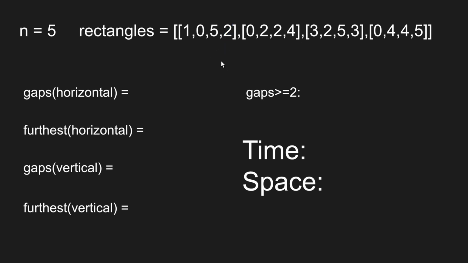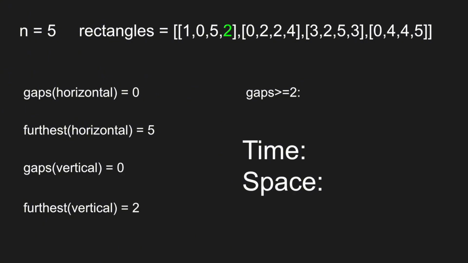But let's first sort it horizontally. So we will initialize gaps to 0 and the furthest in the beginning is 2. Look to the right, this is 4. There's an overlap between 2 and 0, so we don't increment gaps. Look to the right again, there's an overlap again, but we need to set furthest to 5 now. Look to the right again, 5 and 3 has overlap and the furthest is still 5. So horizontally, we cannot make any cuts, so there will be 0 gaps.